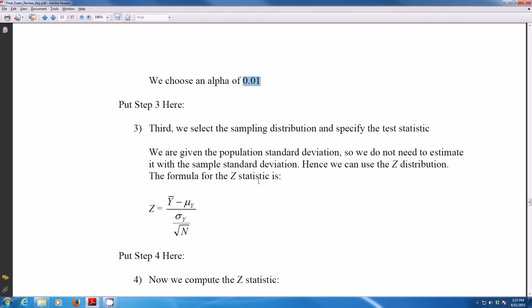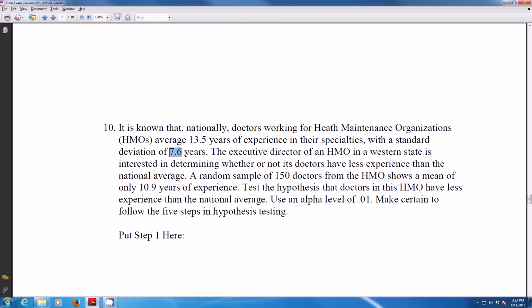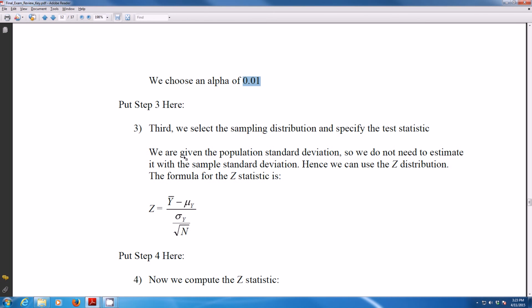Well, in this example, remember that we're given the value of the true population standard deviation, 7.6 years. And so we don't have to estimate it with the sample standard deviation. Therefore, we can use the z-distribution. And so this is the formula that we use.